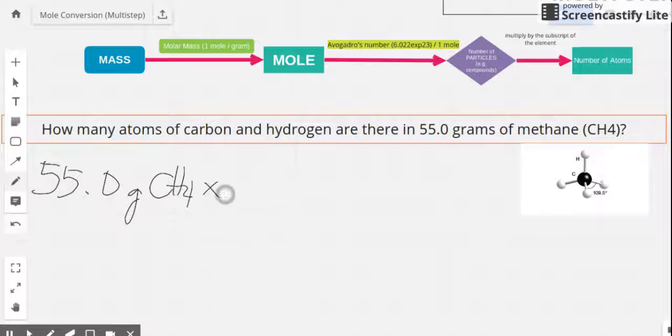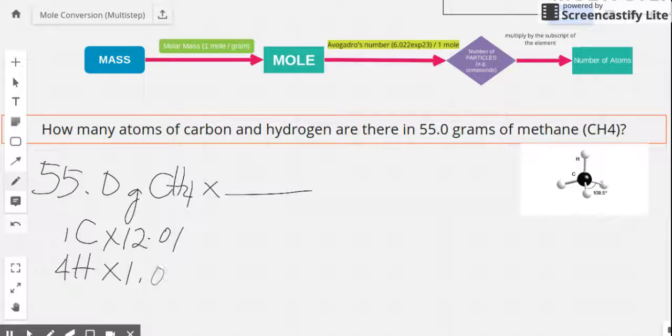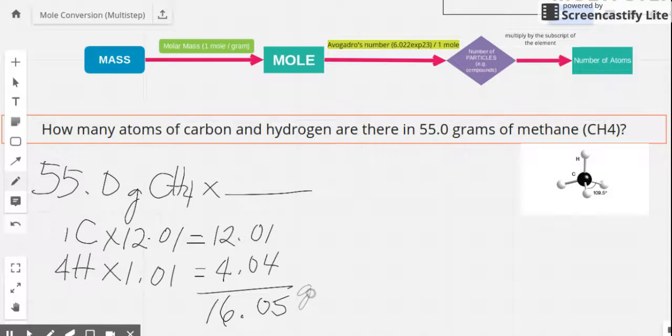Now, how do we know the molar mass of methane? Molar mass of methane is one carbon, let me write it here, one carbon and four hydrogen. So one carbon is 12.01 in the periodic table. For each hydrogen, you have a mass of 1.01. So this is 12.01 and this is 4.04. Then we add, and this will now become 16.05 grams per mole. So what does this value mean? This value means that for every 1 mole of methane, it weighs 16.05 grams.